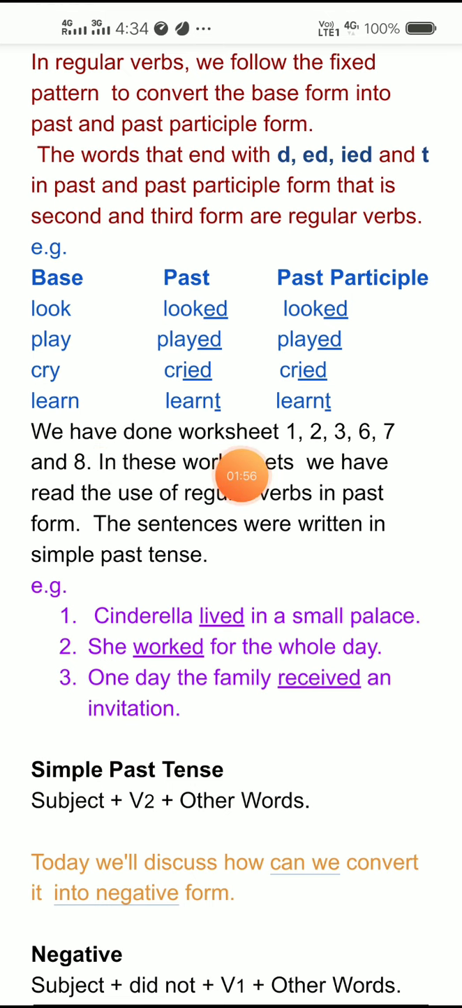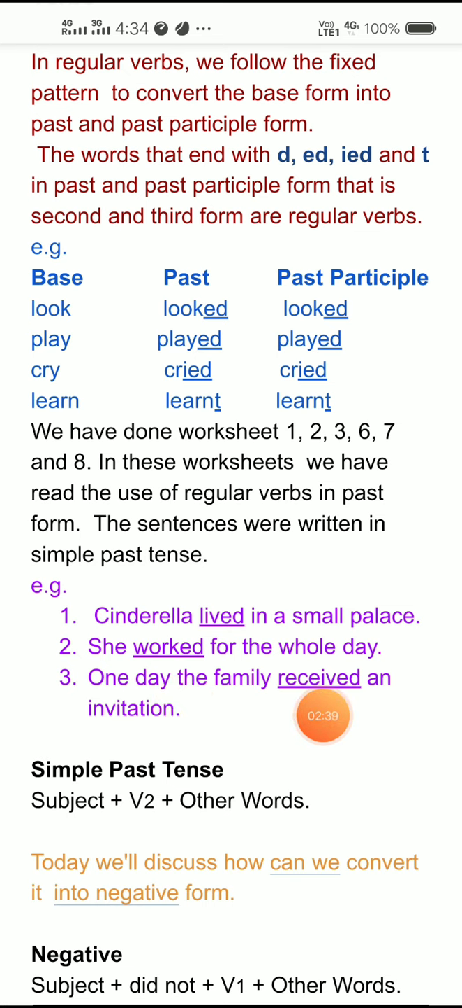We have done worksheets 1, 2, 3, 6, 7 and 8. In these worksheets, we have read the use of regular verbs in past form. The sentences were written in simple past tense. For example, Cinderella lived in a small palace. She worked for the whole day. One day, the family received an invitation. Some words are underlined here. These words are the verbs, and I have used here the second form of verb. Live, lived, lived. Work, worked, worked.